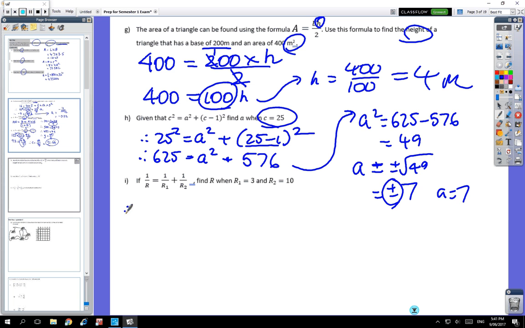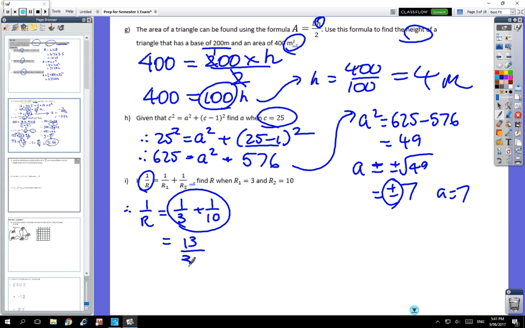Okay, find R, which is that letter there, which is on top underneath. Okay, so we've got 1 on R equals 1 over 3 plus 1 over 10. Okay, and so we can add those two numbers together as a fraction. Just use your calculator. 1 over 10. So that answer equals 13 over 30.